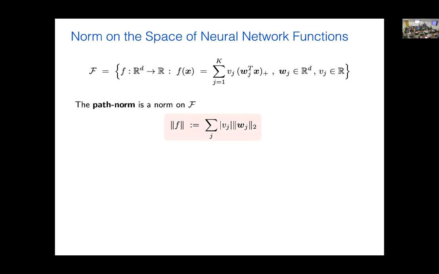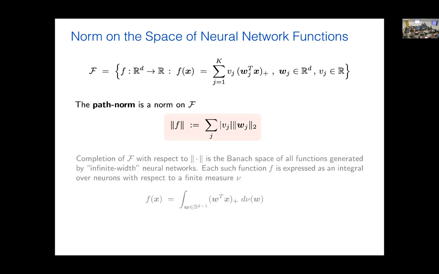So this is what I called the path norm before. You can easily check it is a norm on this space of functions. So it's a valid norm. It satisfies all the conditions of a norm. That's good. And then you can complete this space with respect to that norm. And that is a Banach space of all the functions you might think of as generated by infinite width neural networks. At the end of the day, you can express each of these functions as an integral over neurons with respect to some finite measure nu.